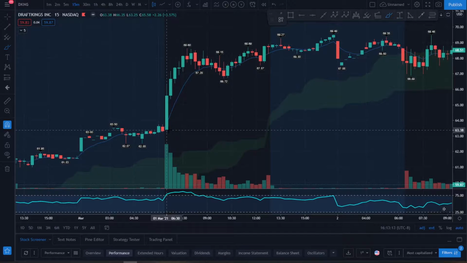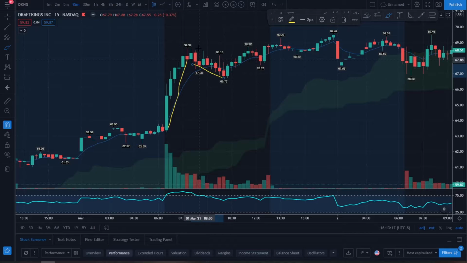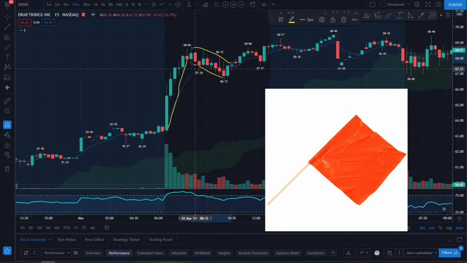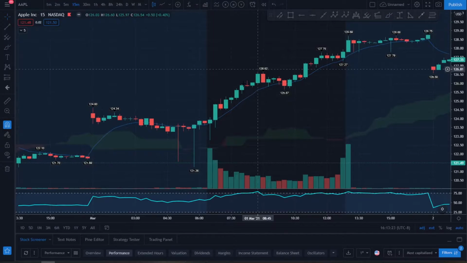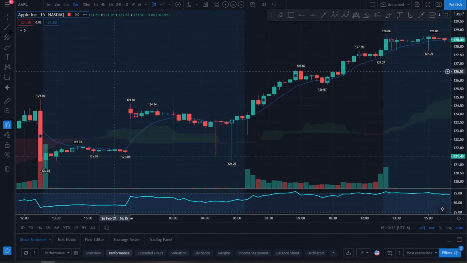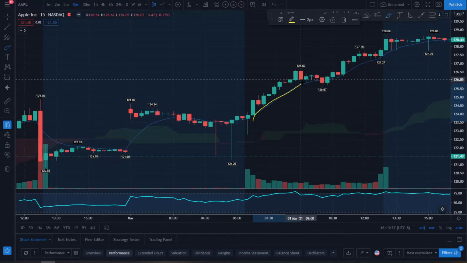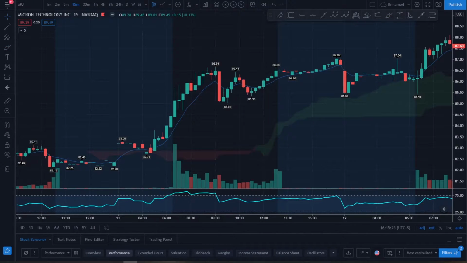So something on DraftKings that looks like this. A bull flag, a pole, and a flag that occurs. On Apple, same thing is happening. We have a pole and a flag that occurs. Bull pennants are equilibriums that form after a strong bull move. They usually happen with decreasing volume in general and tighten up within a certain price range.